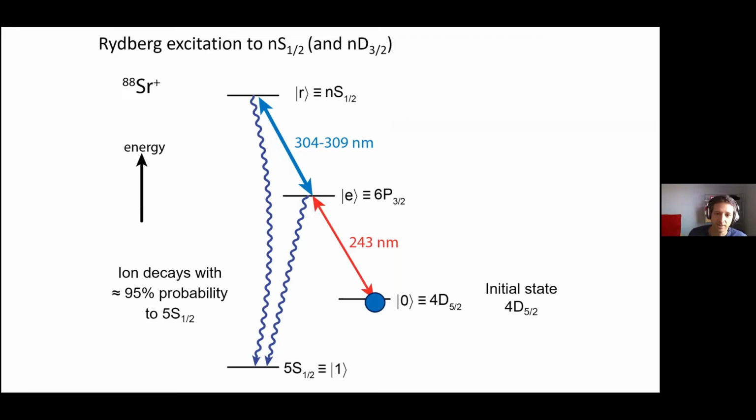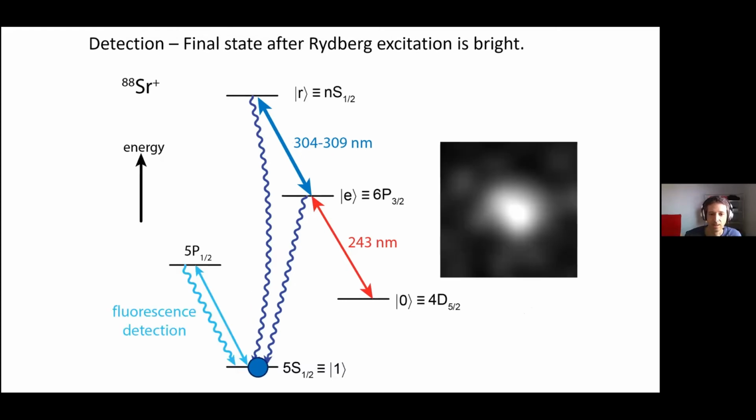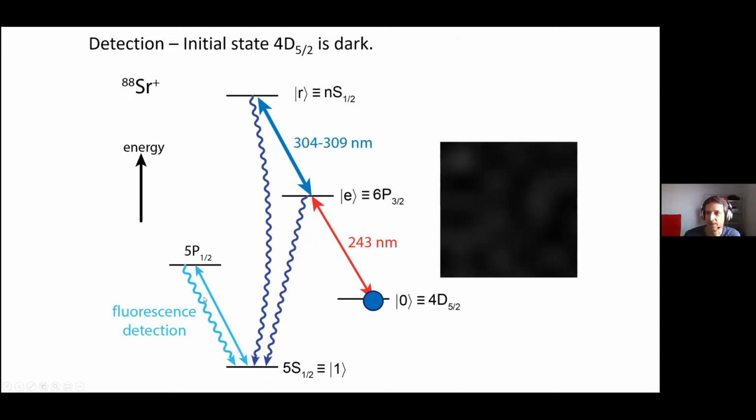So if you have these two lasers, you can prepare the ion in this qubit state 0, the initial state 4d5/2, and then you can excite the ion into the Rydberg state by this 2-photon process. From there, it will decay mostly back to the ground state. And if you then do fluorescence detection, if you have excited to the Rydberg state, you will see the population transfer from the 0 state to the 1 state. The ion will fluoresce. While if you haven't excited to the Rydberg state, for instance, because your laser was detuned, it will just stay in the initial state and will stay dark. So depending on the fluorescence appearing or not appearing, you know whether you excited to the Rydberg state or not.